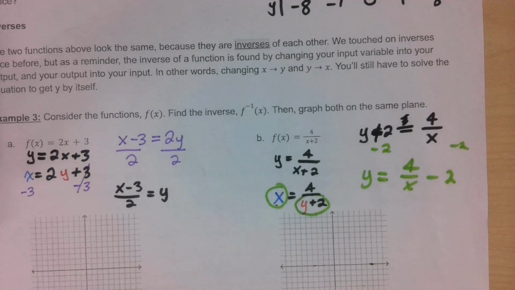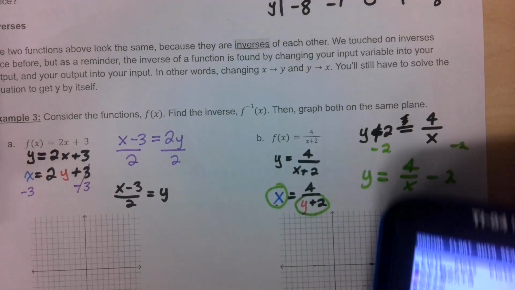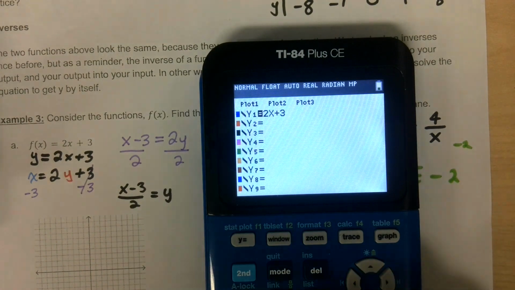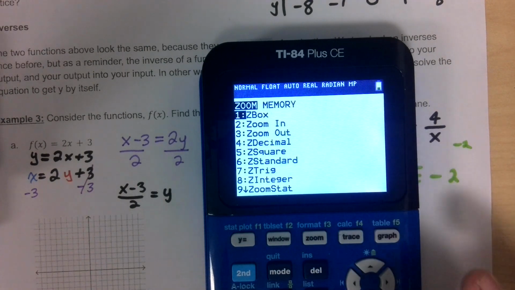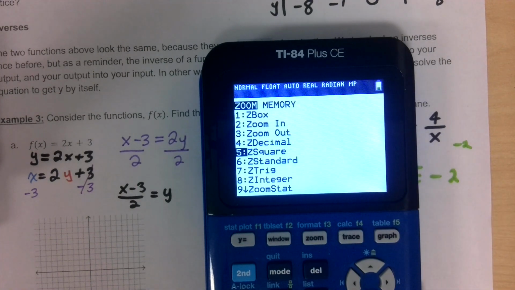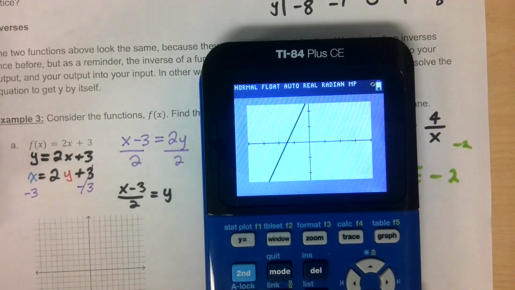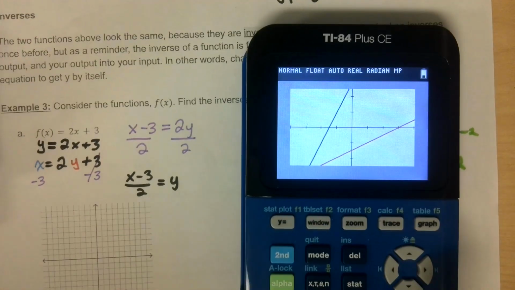Of course, we can plot these points by hand if we would like to, but I'm going to use the graphing calculator just so we can see a little bit more clearly what these inverses are going to look like. So let's start off with A. In my graphing calculator, I'm putting both of these functions down, like so. I'm going to zoom to normal so we can see it. There's our first one, and there's our second one. I'm a little bit zoomed in, but you get the idea.